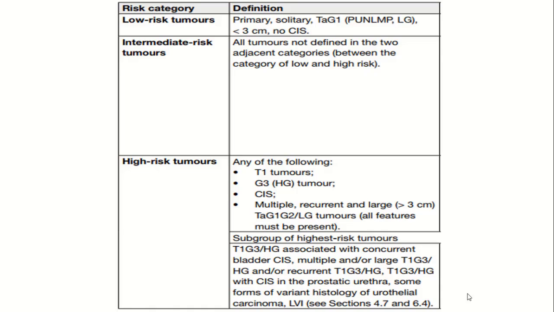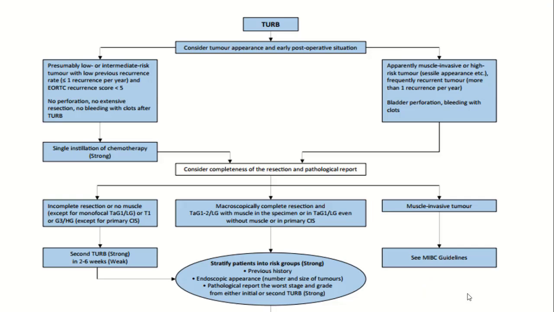We have already gone through this. Low risk tumor is a primary, solitary tumor, less than 3 centimeter. Intermediate risk, all tumors which are in neither of the two adjacent categories. And high risk tumors are those which have any of the following: T1 tumor, high grade tumor or carcinoma in situ in the biopsy, and multiple recurrent tumors more than 3 centimeter, or a subgroup of highest risk tumor are classified into the high risk tumors of non-muscle invasive bladder cancer.